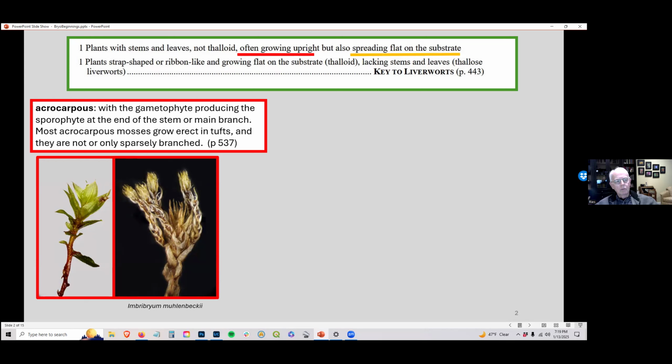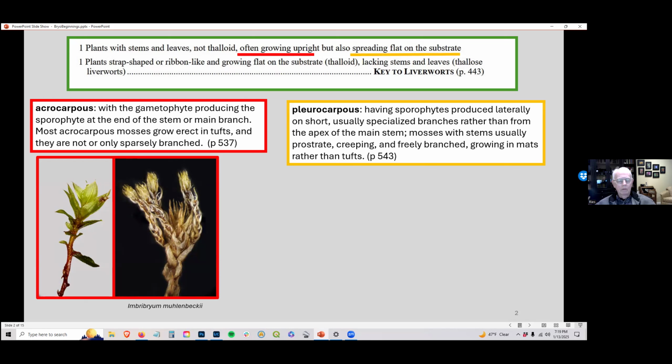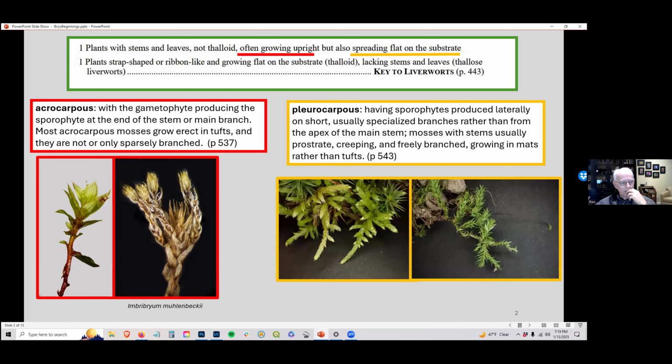The next thing we're going to talk about in that first number one is spreading flat on the substrate. That's a pleurocarp. You heard that last week or last month also. And there the sporophytes are produced laterally on short, usually specialized branches, and the moss stems themselves are prostrate. And they look like that. If you look at those, you can see that the branches are standing up, but the stems are lying down on the ground. And in fact, not even all the branches are standing up.